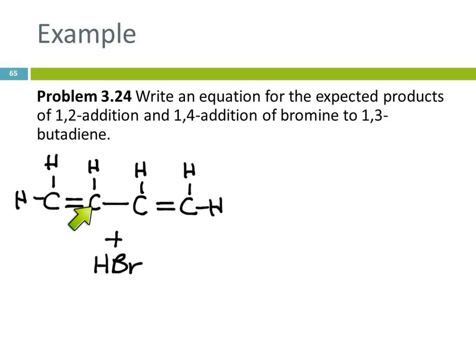Are these carbons identical? No. This carbon has 1 carbon and 1 hydrogen bonded to it. This carbon only has these 2 hydrogens overlooking this double bond here. So this is an unsymmetric reagent and this is an unsymmetric molecule. Where is the hydrogen going to go? To carbon 1 or to carbon 2?